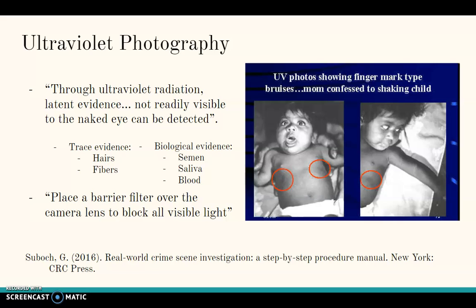So in the picture that I provided, you can see fingerprints and bruises on the child who was shaken by its mother. Again, these pieces of evidence were not able to be seen through the naked eye. They needed to use ultraviolet radiation in order to capture a picture of it and see exactly where the fingerprints were and where the bruises are on the child. In order to do this, again, you need to place the barrier filter over the camera lens in order to block out all visible light.